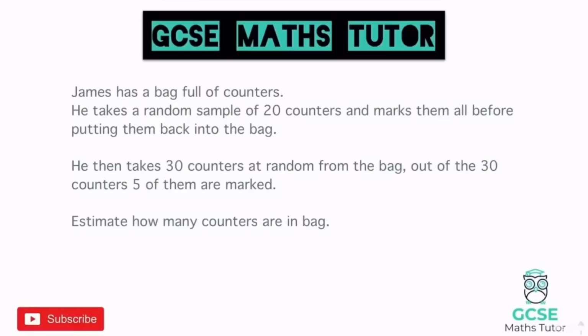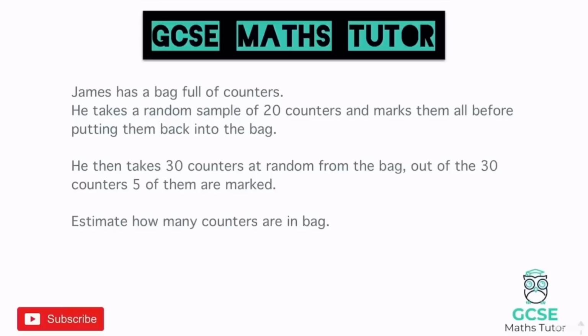Okay, and looking at some ratio and proportion now. So this says James has a bag full of counters. He takes at random a sample of 20 counters, marks them all and puts them back into the bag, and then he takes 30 counters at random, and 5 of them are marked. Estimate how many counters are in the bag. So we're looking at capture-recapture here.